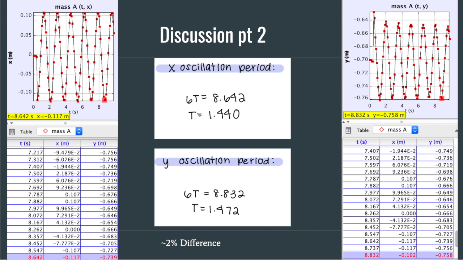For the final discussion question, I show the T, or the period of oscillation, for both the x and the y. You can see for the x it is 1.440. For the y, it is 1.472, which is about a 2% difference in these, which would be expected because the formula for the period does not depend on the position of the spring. It is solely based off of the spring constant. So these periods are what would be expected for the oscillation.